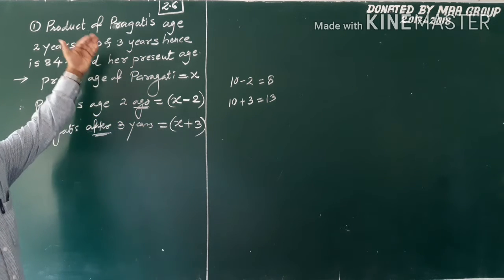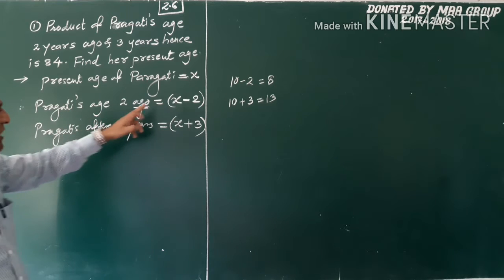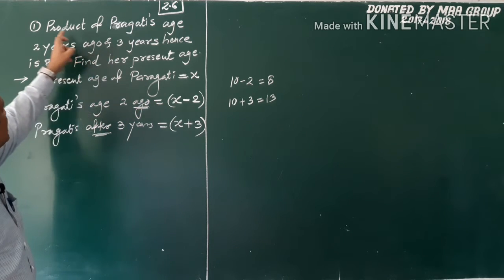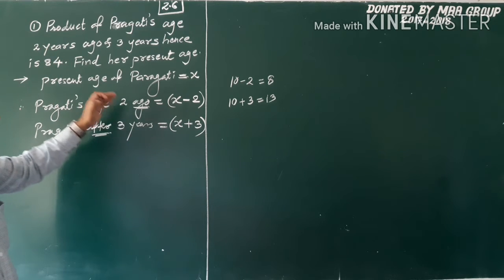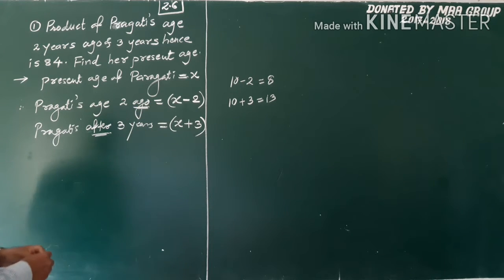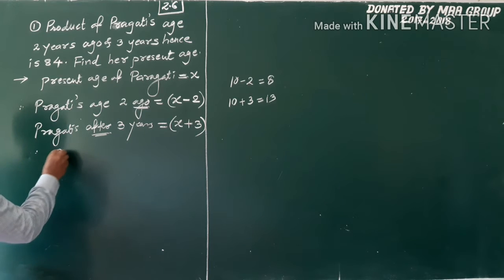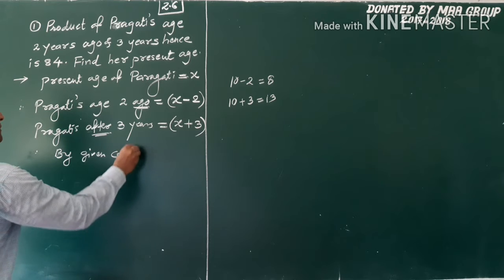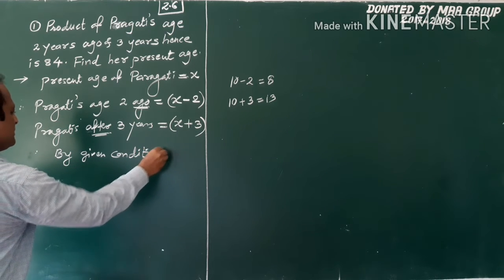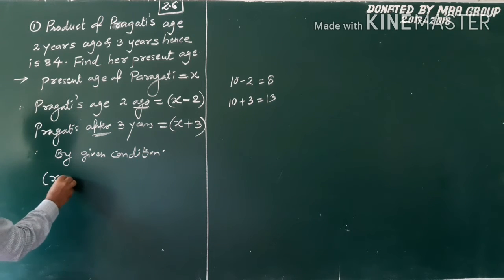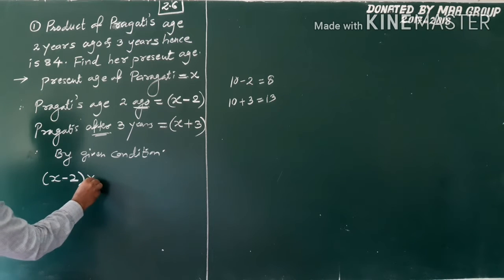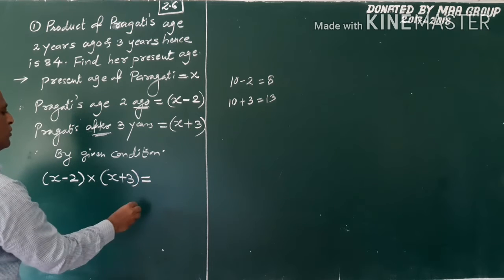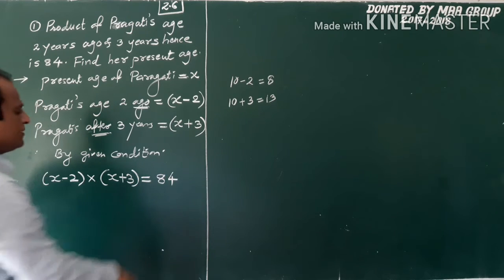Now come back to the example. What is given here? What is the relation between these 2 points? Given that the product is 84, their product is 84. Therefore, by the given condition, x minus 2 into x plus 3 is equal to 84.